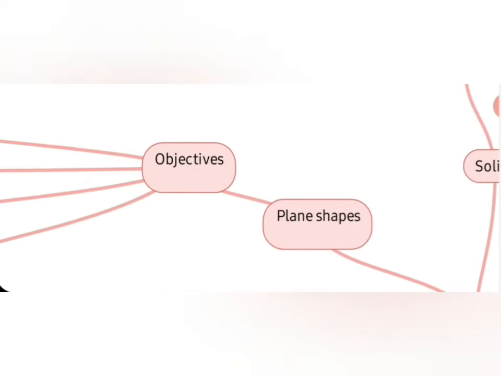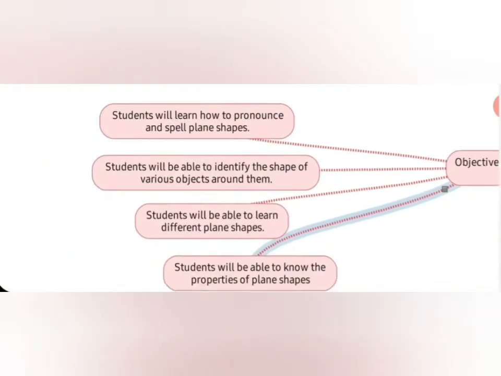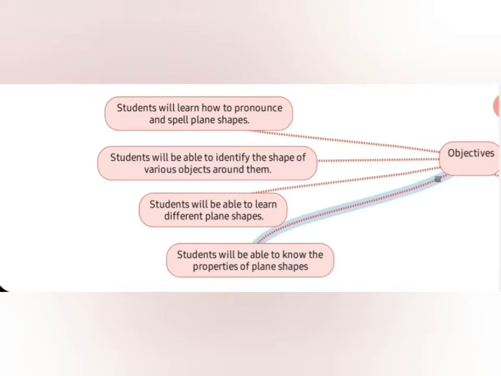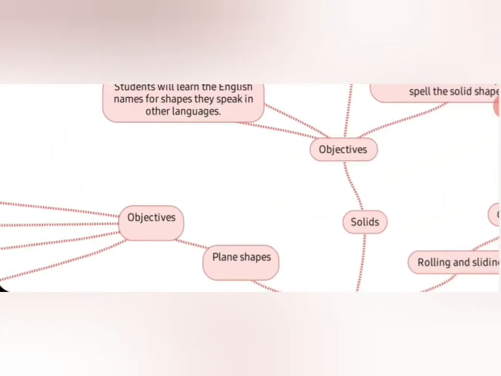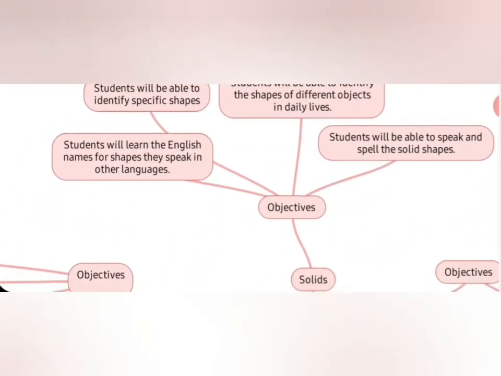Our objectives of studying plane shapes are: student will learn how to pronounce and spell plane shapes. Student will be able to identify the shapes of various objects around them. Student will be able to learn different plane shapes, and student will be able to know the properties of plane shapes. Now we will see the objective of solids.